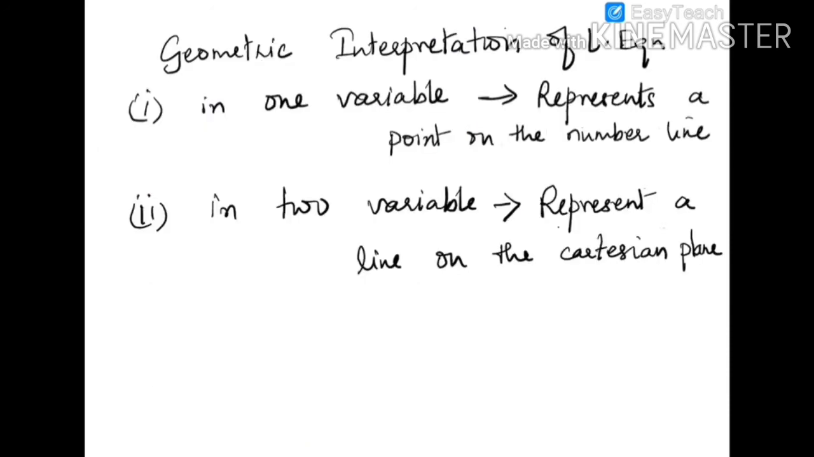And we also studied the geometric interpretation of linear equation. When we express this equation in one variable, it represents a point on the number line. And when we express this equation in two variables, it represents a line on the Cartesian plane.